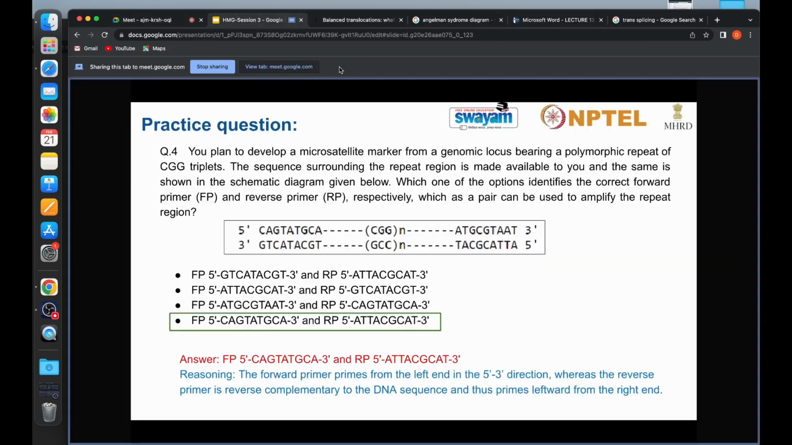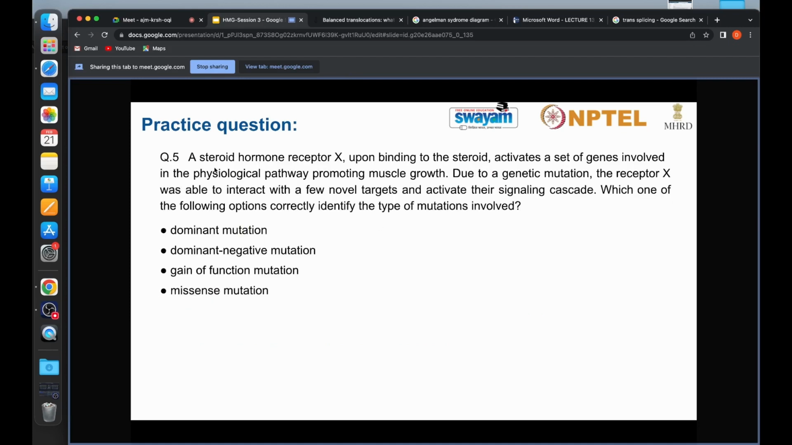Okay, so now let's move to the next question. That was about the kind of mutation, what kind of mutation has occurred. So in this, they were saying that there is a steroid hormone receptor X, and upon binding to the steroid, it activates a set of genes which are involved in the physiological pathway which promotes the muscle growth. So due to genetic mutation, the receptor X was able to interact with few novel targets, and activate their signaling cascade. So which one of the following options correctly identifies the type of mutation involved? So you have to tell what type of mutation is involved.